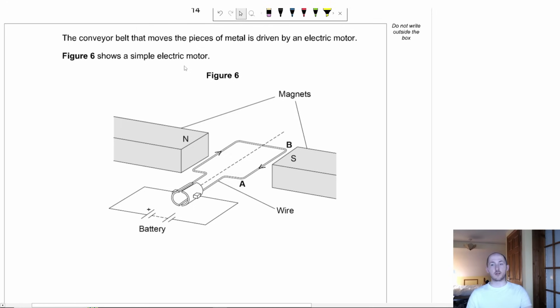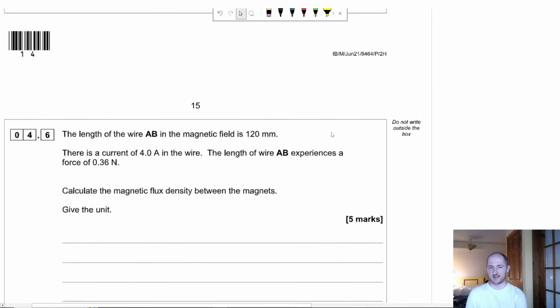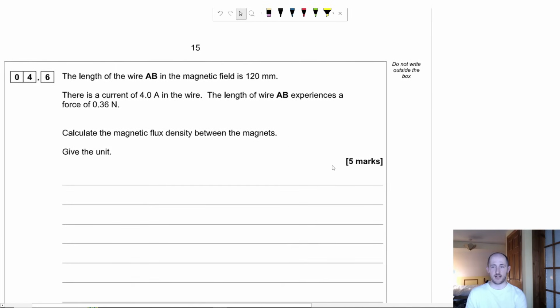Here we have the motor effect, or the generator effect. Simple motor, you've probably seen this before, but you're probably starting to panic now because this gets a bit tricky. And if we go down, we have a 5-mark calculation. However, I want to point out it's not that bad. Of course, if you're struggling with magnetism, it is bad, but think carefully.